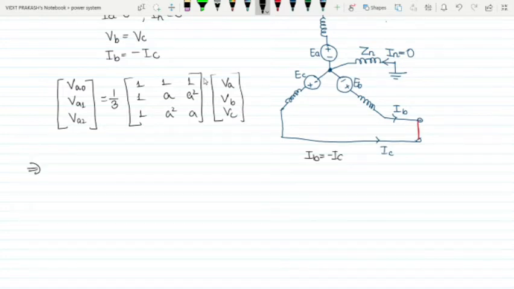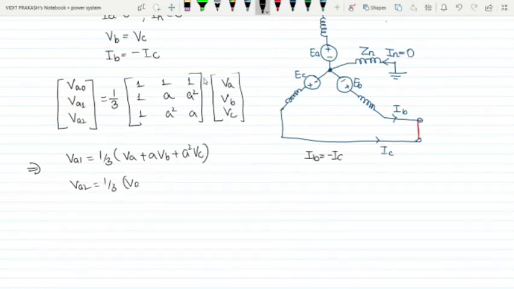Okay. Now we all know VB is equal to VC, right? So if we write the same equation, or simply I compare this, okay? This is VA1, right? VA1 is equal to 1 by 3 into VA plus AVB plus A square VC, right? And what is VA2? VA2 is equal to 1 by 3 VA plus A square VB plus AVC, right? So if VB is equal to VC, then we can tell that these two equations are the same, right? Instead of VB, you can write VC. So we can write that VA1 is equal to VA2.